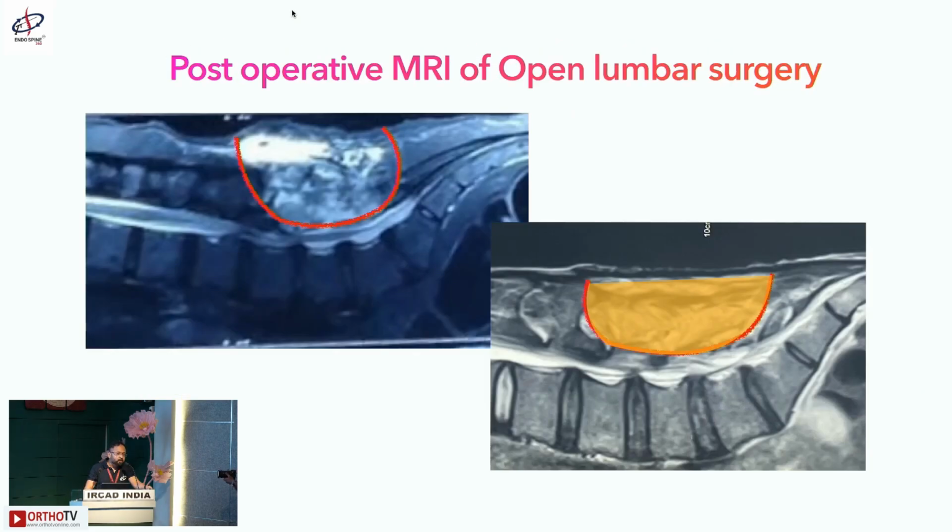So this is a post-operative patient of a regular L4, L5 laminectomy. The patient has undergone a single level laminectomy for L4, L5 stenosis. You can see the amount of muscle damage and muscle atrophy in the post-operative MR of an open lumbar surgery.